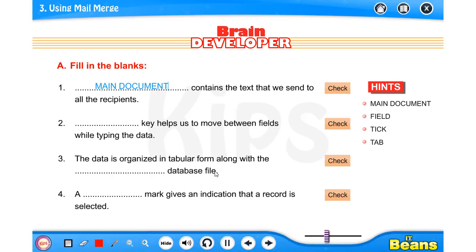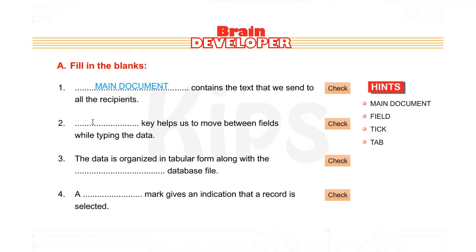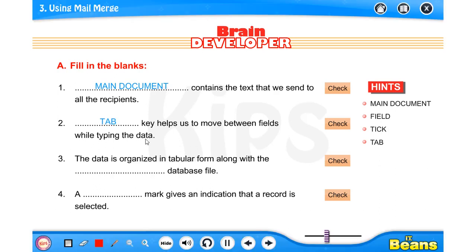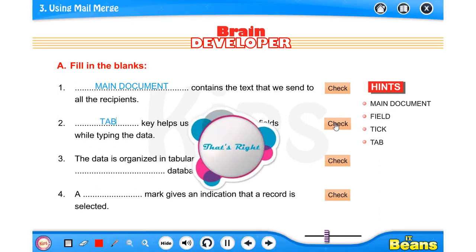Dash key helps us to move between fields while typing data. We have discussed this while doing the chapter. Do fast, write your response. I'm waiting for you. What will be the correct answer? Yes, and the correct answer is tab key. Let me check it. Yes, it's correct.